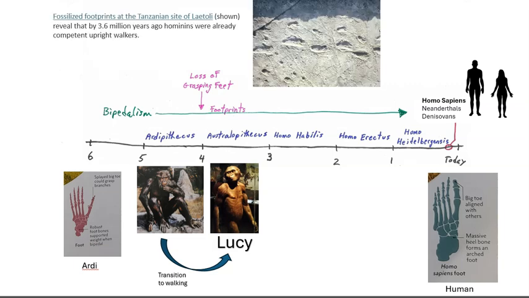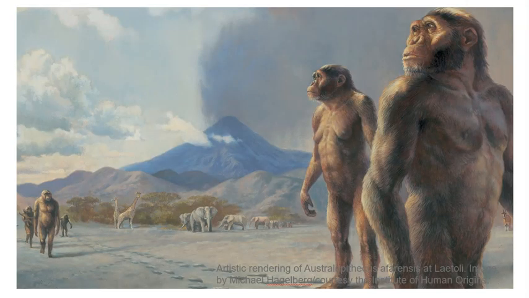In fact, 3.6 million years ago, a volcano erupted and laid down a layer of ash, and evidently some of Lucy's kind, the Australopithecines, were walking across the landscape, and scientists have uncovered these ancient footprints, 3.6 million years old. Here's an artist's rendering of what the scene might have looked like, and this is Lucy's kind here, walking upright, gazing across the landscape. If they only knew the future potential of their species.